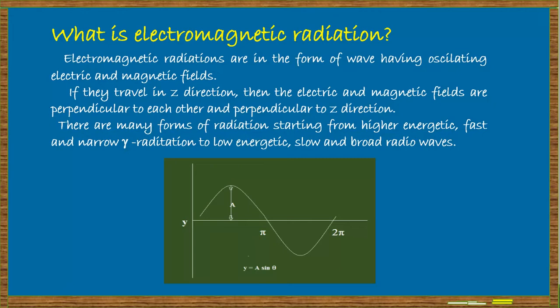electromagnetic radiation. There are many forms of radiation, starting from higher energetic, fast and narrow gamma radiation to the low energetic, slow and broad radio waves. So this electromagnetic radiation has many different regions, known as the regions of the spectrum, starting from higher energetic gamma radiation to the lower energetic radio waves. There are still higher-energy radiations, the cosmic rays, but that is not our concern, because we are only concerned with gamma radiation to radio waves for our chemical structural elucidation or other chemical applications.